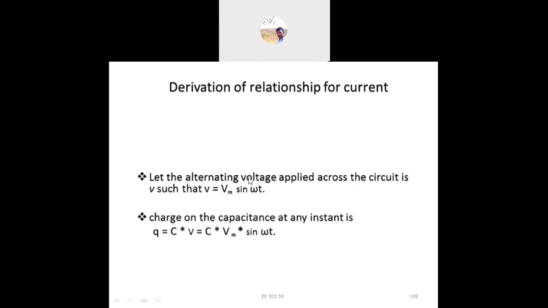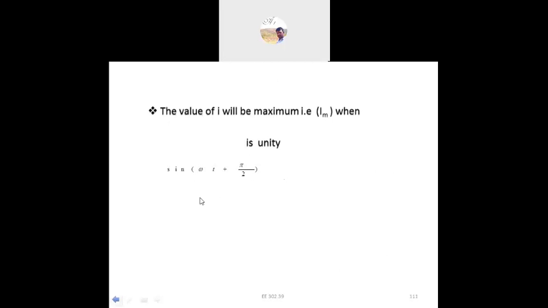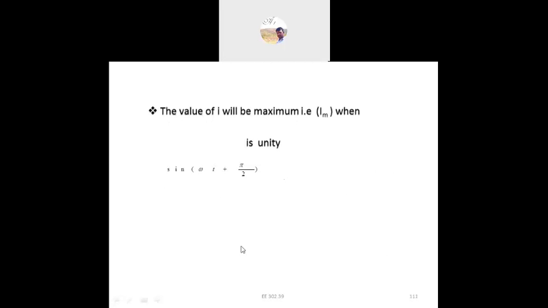Then the charge on the capacitor at any instant: Q is equal to C into V, capacitance into Vm sin omega t. From that we get the current, omega C Vm, with omega t plus pi by 2. So in the capacitor we get plus pi by 2, while in the inductor we get minus pi by 2. That is the difference. So from that, Im is equal to Vm by 1 by omega C.